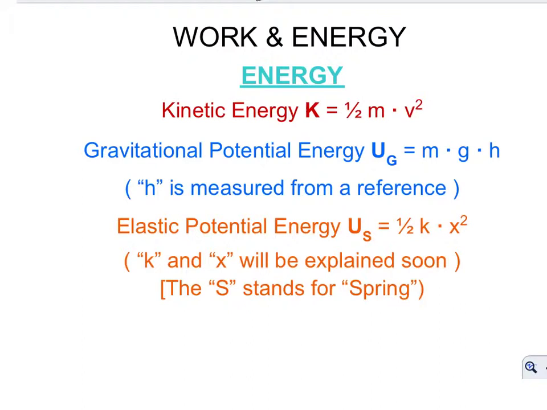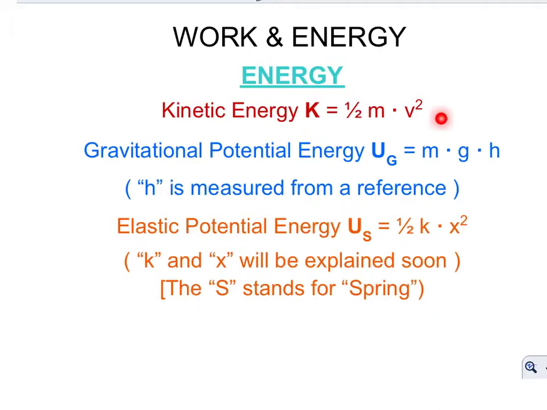Kinetic energy, the equation, you can find these on your reference materials that you can use on your tests. Kinetic energy is equal to 1/2 times the mass of the object times the speed squared. So, if an object goes faster, you're going to square that speed. It's going to be a lot more energy that way.